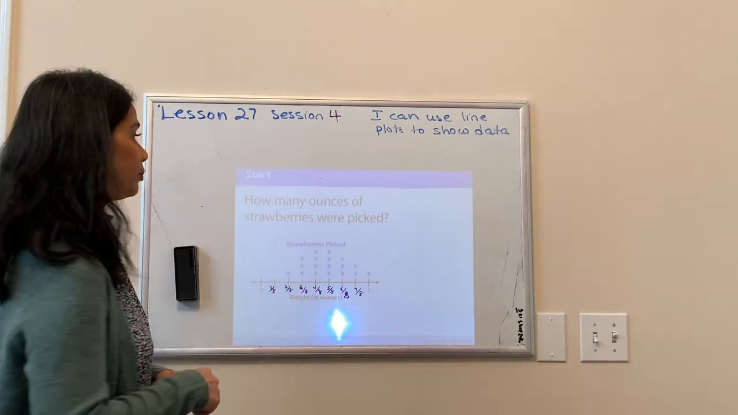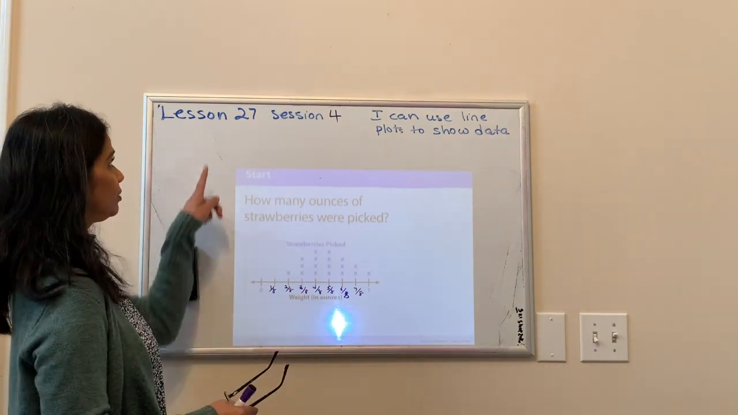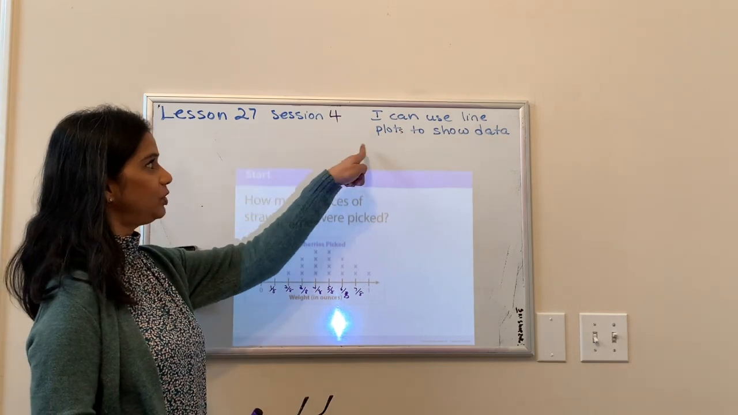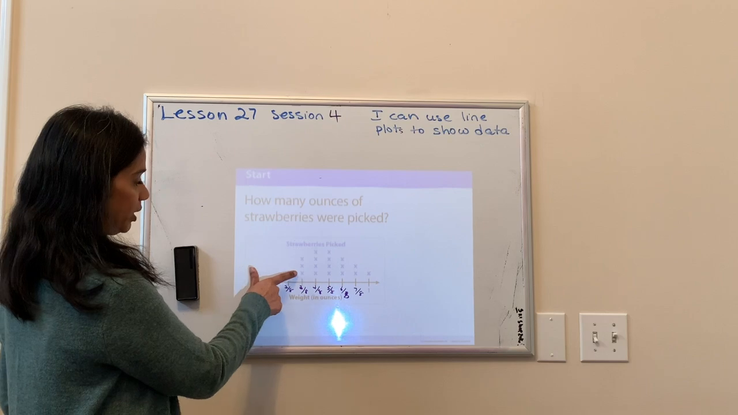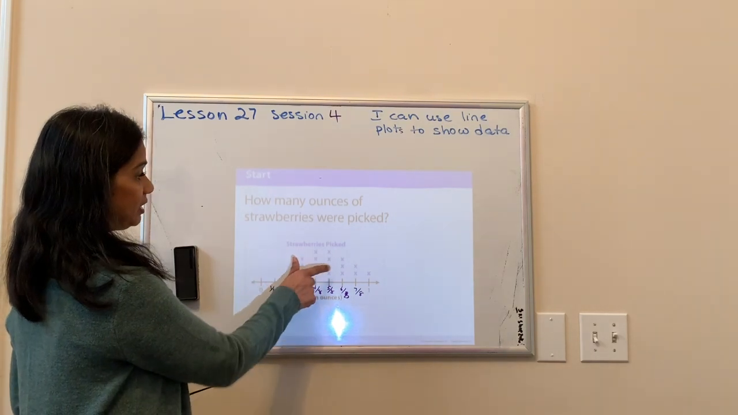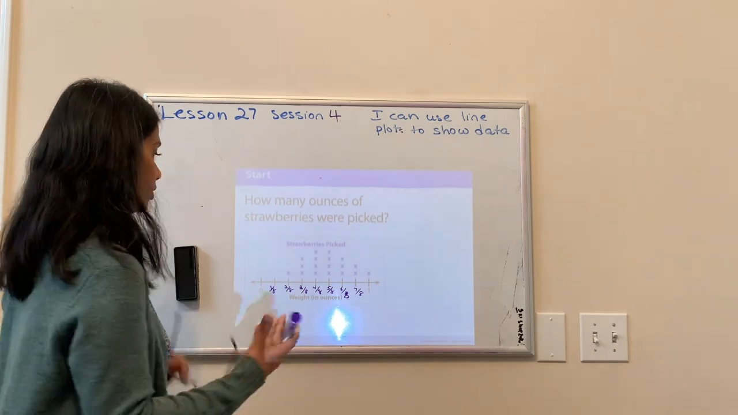Alright, so how many ounces of strawberries were picked? Right, recap. Lesson 27, session 4. I can use line plots to show data. So what we need to do is figure out the weight of each of these x's and add them. So I want you to try to figure that out as best as you can, right?